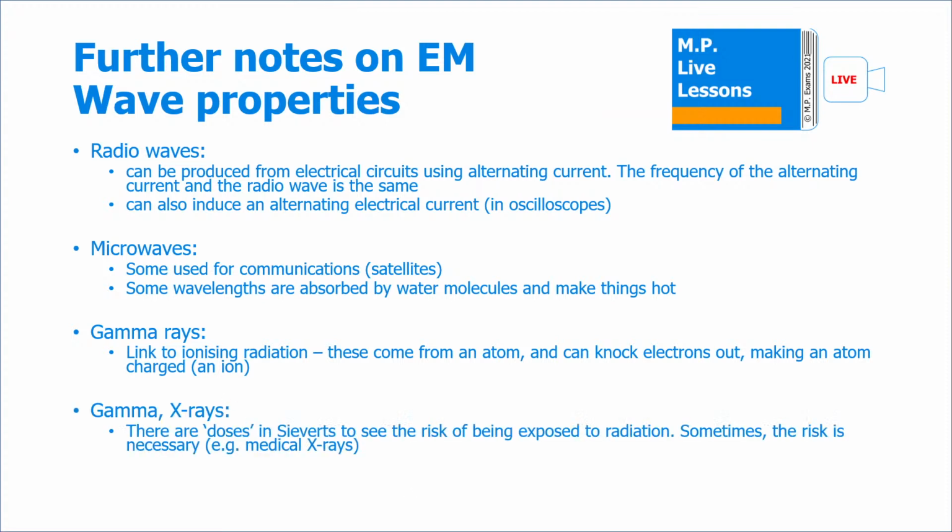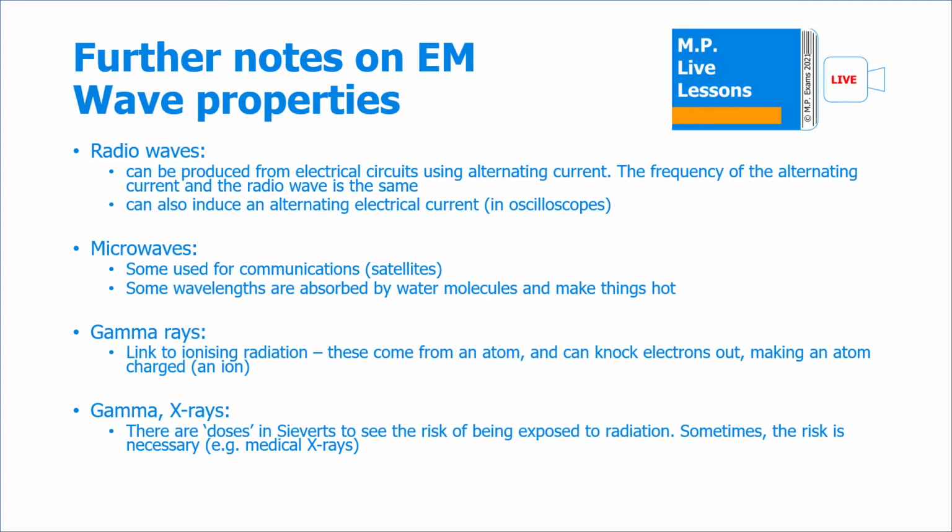Now, for gamma rays and X-rays, and to an extent probably UV rays as well, there are doses in sieverts, but you don't need to know this unit. And these measure the risk of being exposed to these radiations. And this risk ultimately contributes to your risk of developing cancer as well. Now, the thing is, this risk isn't always too bad because there are sometimes benefits from, let's say, having an X-ray to look at your injury and get the right treatment.